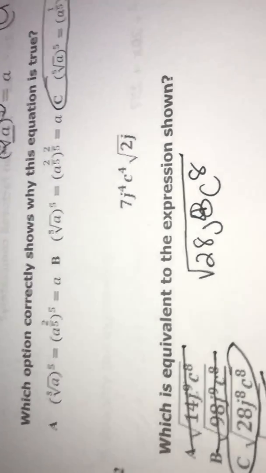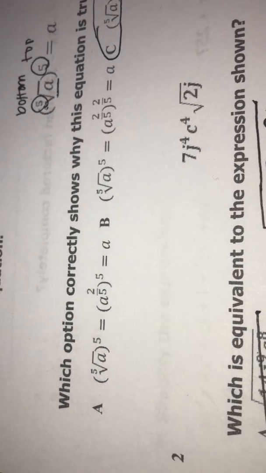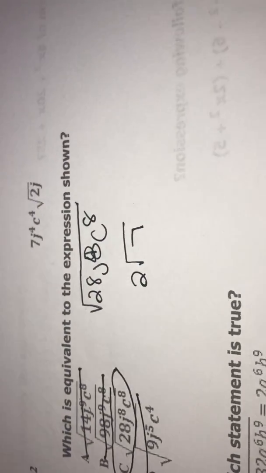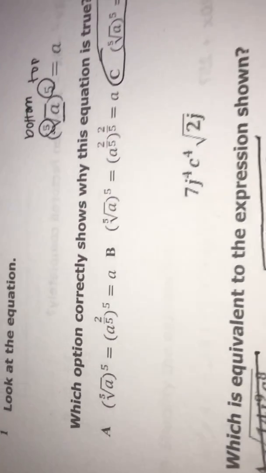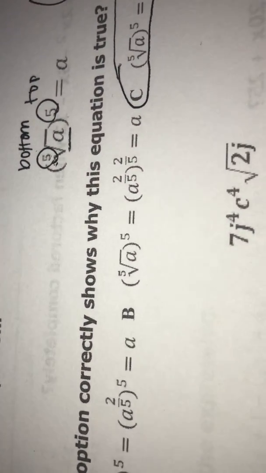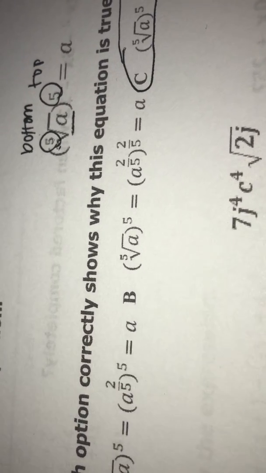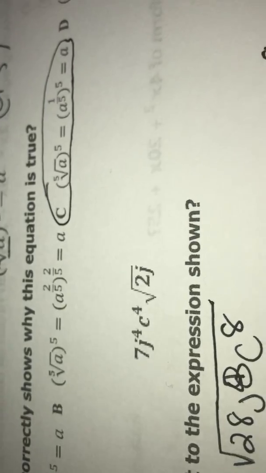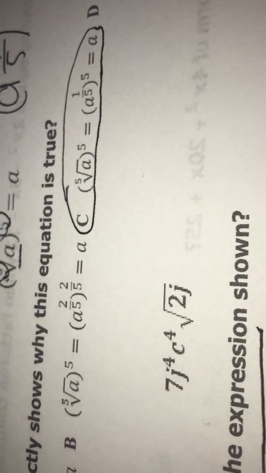the square root of 28 gives us 2 square root of 7. And then j to the 8th divided by 2 equals j to the 4th. And then c to the 8th divided by 2 equals c to the 4th. Okay, and then you just rewrite that as 7 j to the 4th, c to the 4th, square root of 2j, and that takes you back to the beginning of the question.